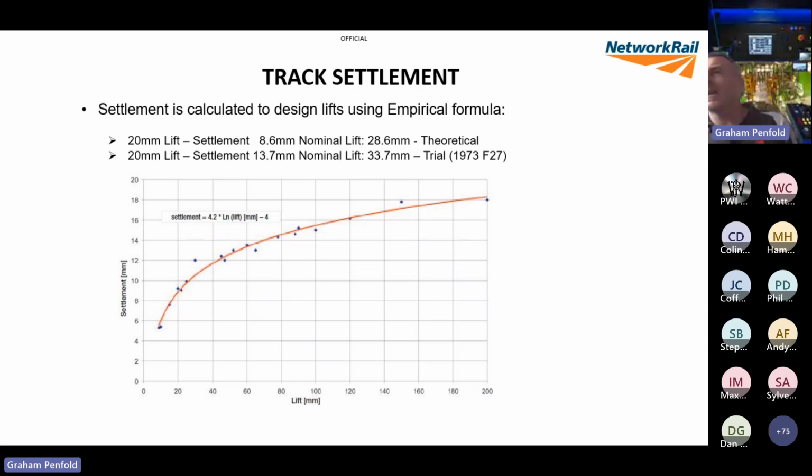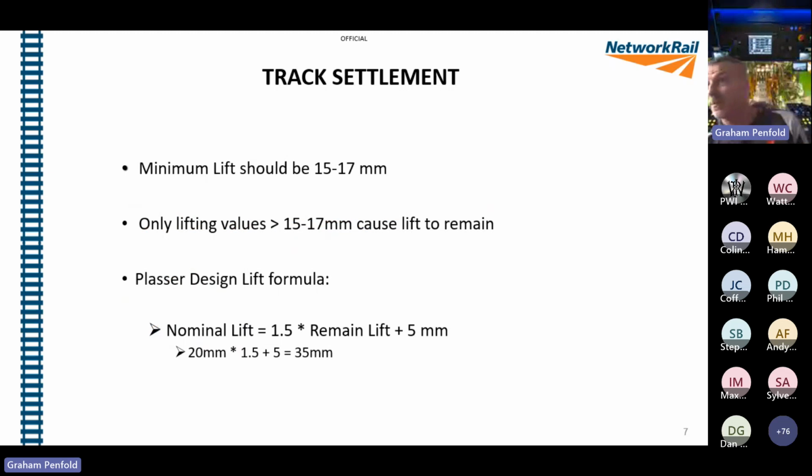Now, I actually did a trial on settlement, and I'll come back to the trial later on for a completely different reason towards the end of the presentation. But on the trial, when I applied a 20 mil lift, we had a settlement of 13.7. Therefore, the nominal lift should have been 33.7 mil. Now, if I just go back up to those graphs, that is very close to that 35 mil on that equation from the Austrian and German graph.